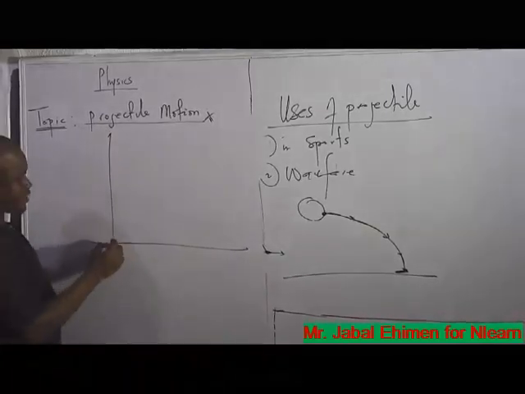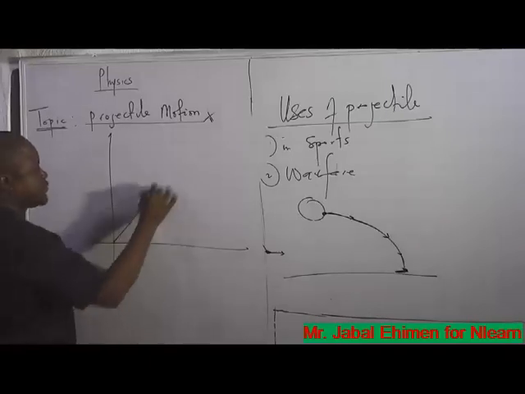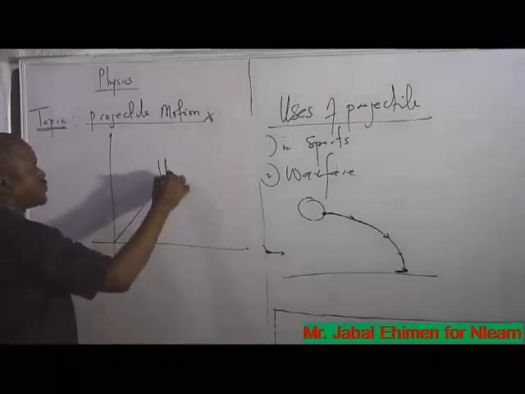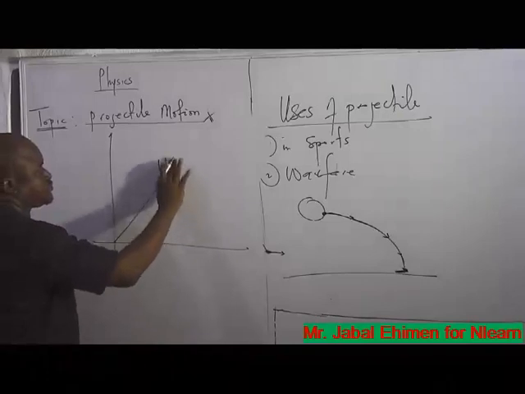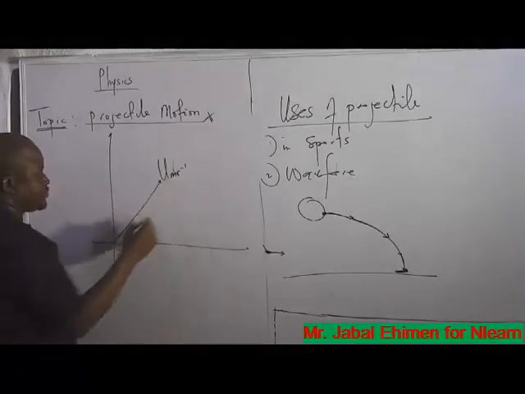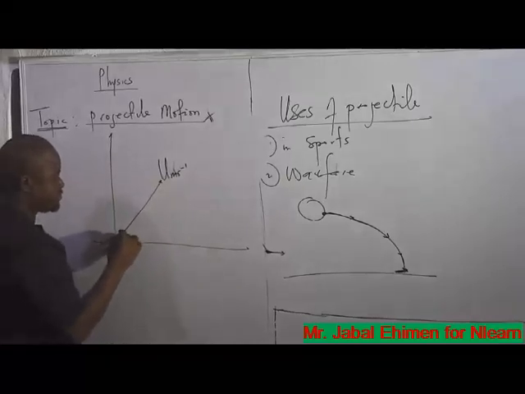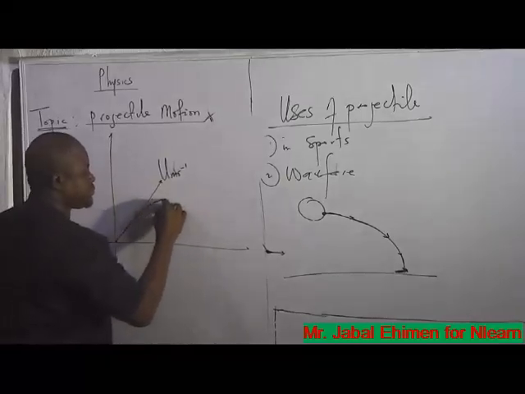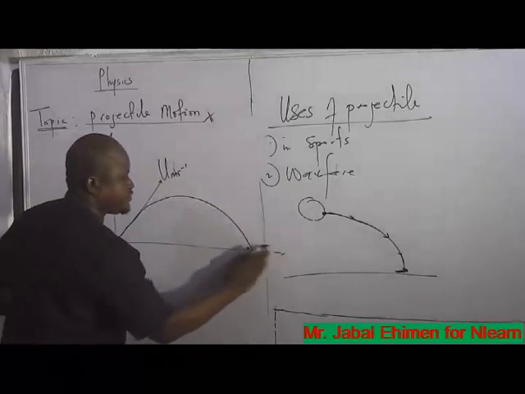When I hit a ball from here with an initial velocity u, a meter per second, the body will travel until it finally hits the ground.